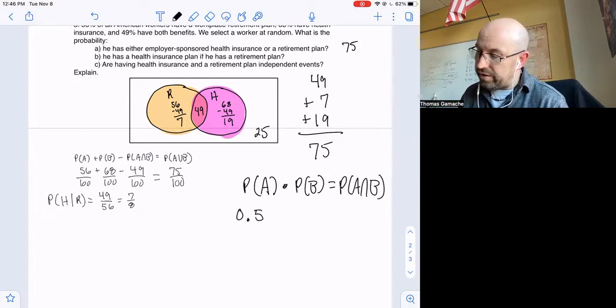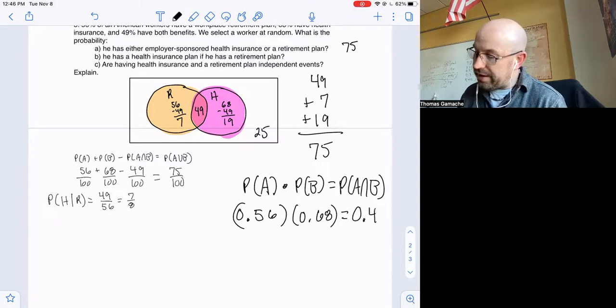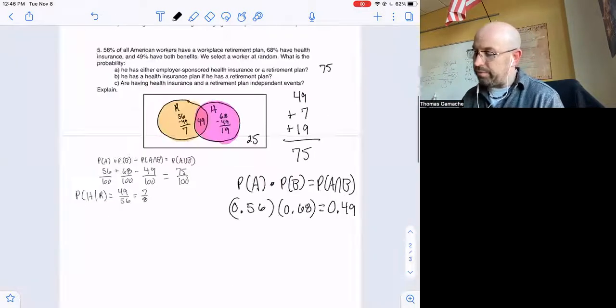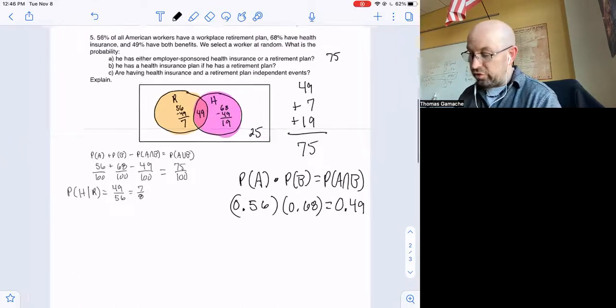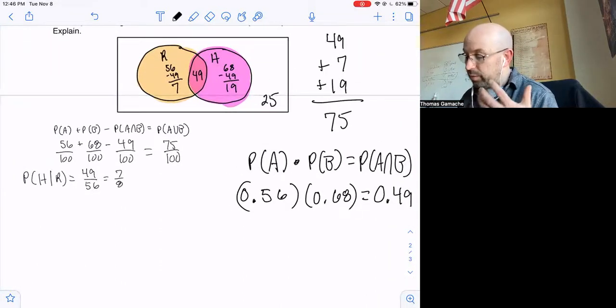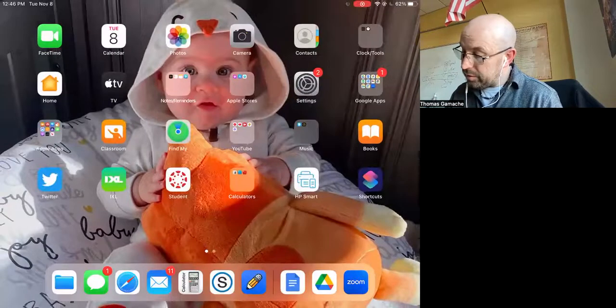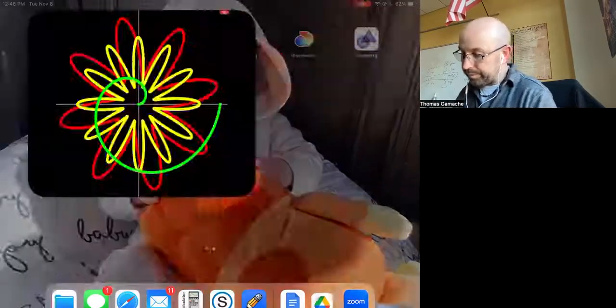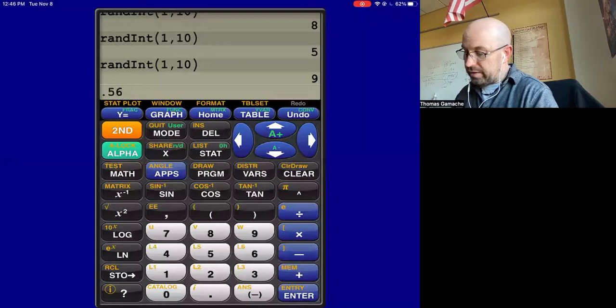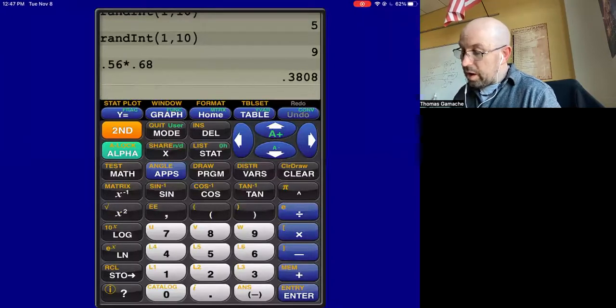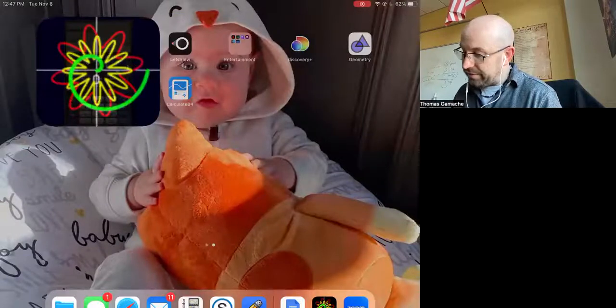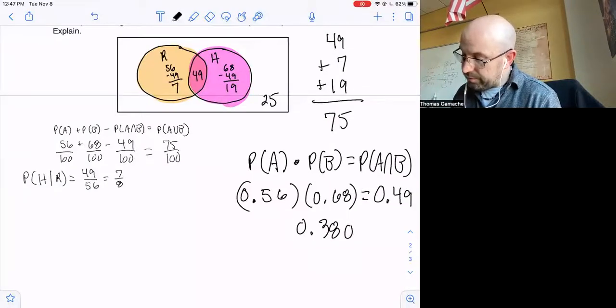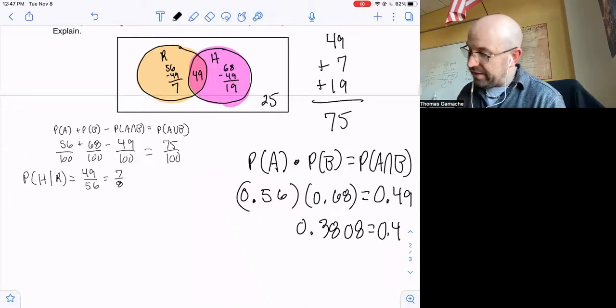Probability of having a retirement, 0.56. Probability of having health insurance, 0.68. If these are independent, I should get that probability of 49% in the middle, the probability of both. I'm inclined to think that's not going to work. I'm telling you, just looking at the numbers, 0.56 times 0.68 probably won't give me that. Let's see, though. Now I might pull up my calculator. There we go. 0.56 times 0.68 is 0.3808. That's definitely not 49%. So I can say that these events aren't independent.